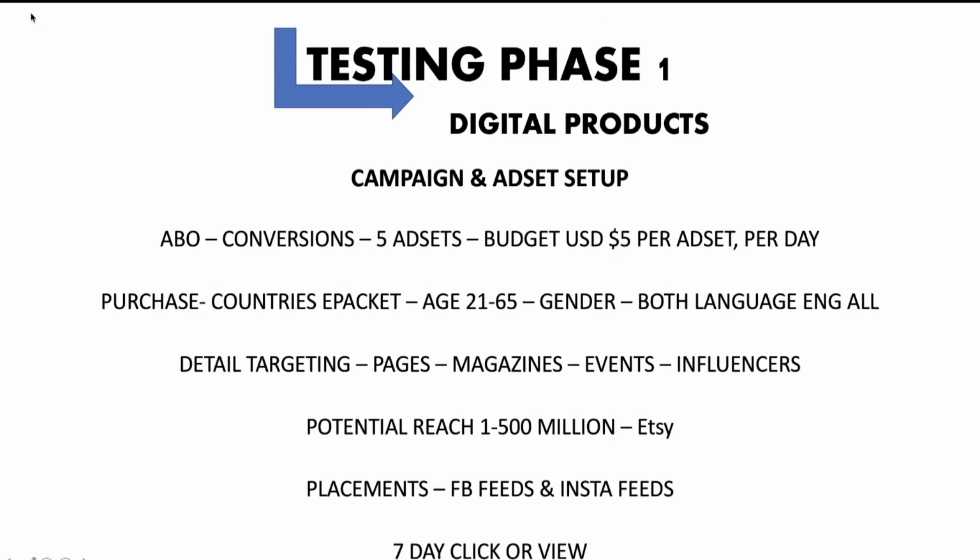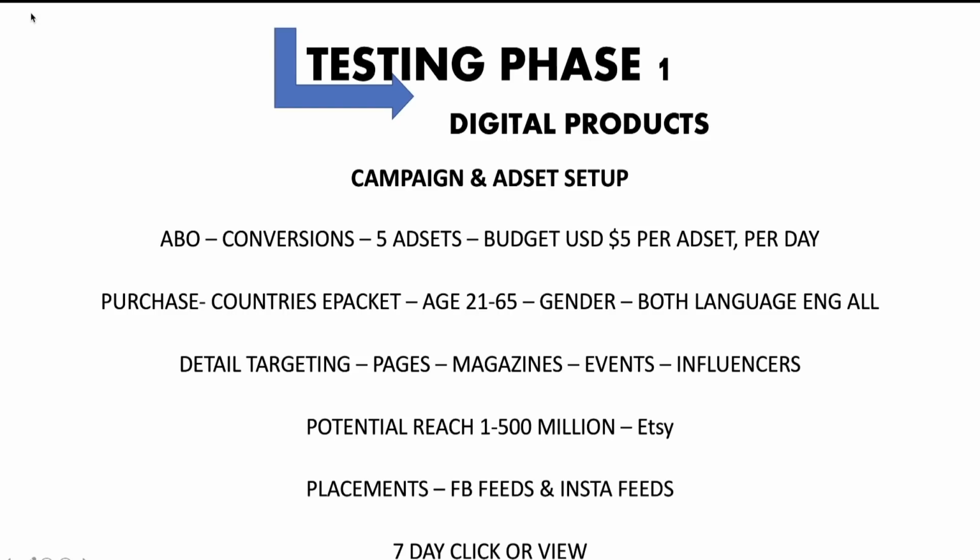So guys, testing phase number 1 is going to be the campaign setup. It's going to be an ABO campaign. It's going to be conversions. You're going to have 5 ad sets, with $5 per ad set per day. You're going to have purchase. You're going to have the e-packet countries. You're going to have the ages between 21 and 65. You're going to have English all as the languages.